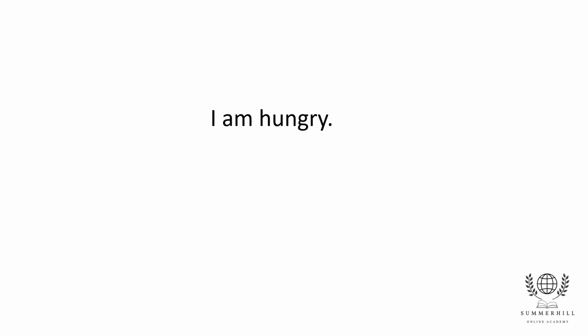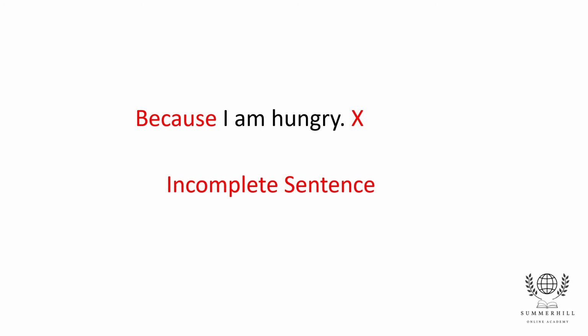Now, basically, complex sentences have a dependent and independent clause. So they're actually two phrases or two clauses together joined by some sort of subordinate, or by a dependent and independent relationship. So, for example, this sentence, I am hungry, right? This is a complete sentence. However, if I start to add a subordination to this sentence, because I'm hungry, this would not be a complete sentence.